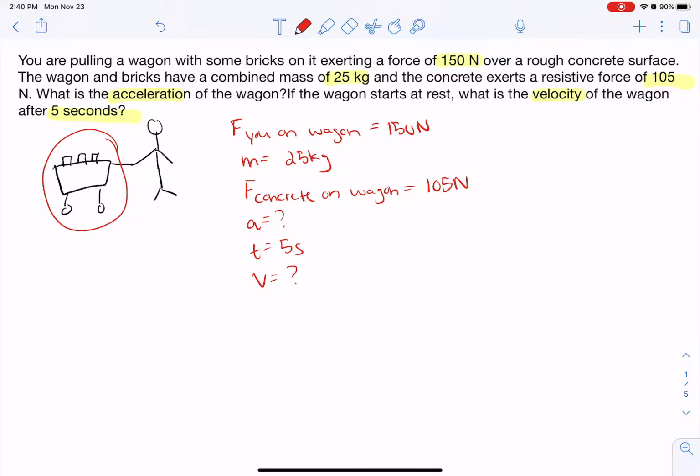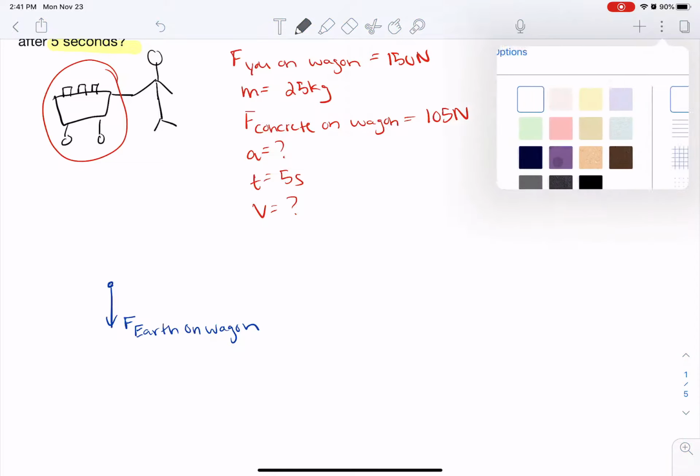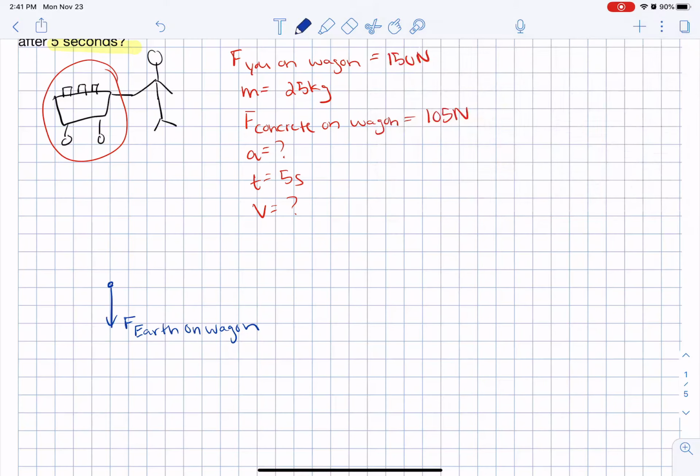Okay, so we have a sketch and a list of our variables. Now let's make a force diagram. So, star dot, we always have the force the earth exerts on the wagon. Actually, here, let's add some grid, make it a little easier for us. And the force the earth exerts is balanced directly by the force the floor exerts on the wagon.